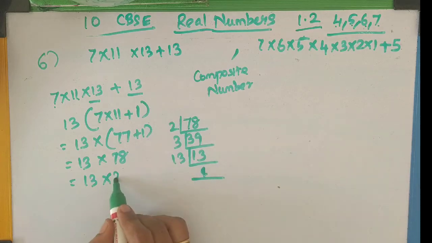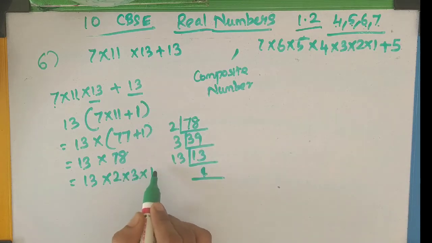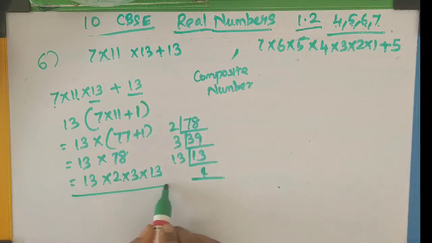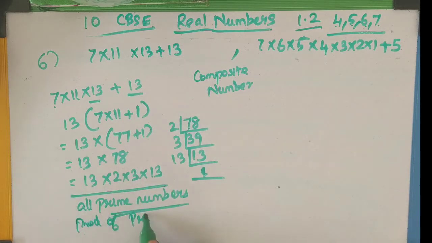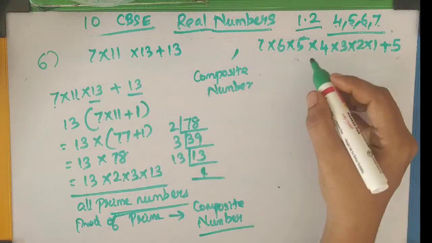So that becomes 13 into 2 into 3 into 13. So this number is a product of all the prime numbers. Here all the numbers are prime numbers. So this number is a composite number. Okay. So this is a composite number. Correct? Now let's go to the second question.